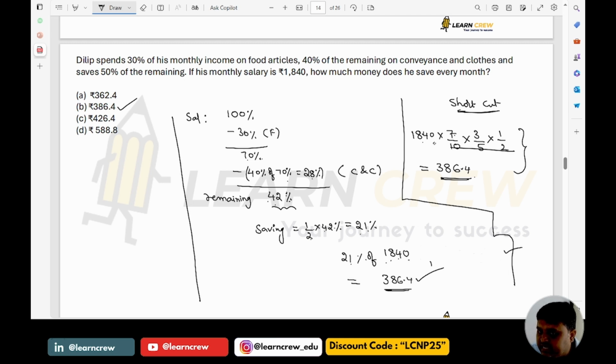Out of his salary, first he is spending 30%. So remaining is 70%. Out of this, he is spending again how much? 40%. So the remaining is 60%, means 3 by 5. Out of this, he is spending 50%. Remaining is another 50%, that is half. Thereby 386.4 is the amount he is saving. Okay. So here I did a mistake.